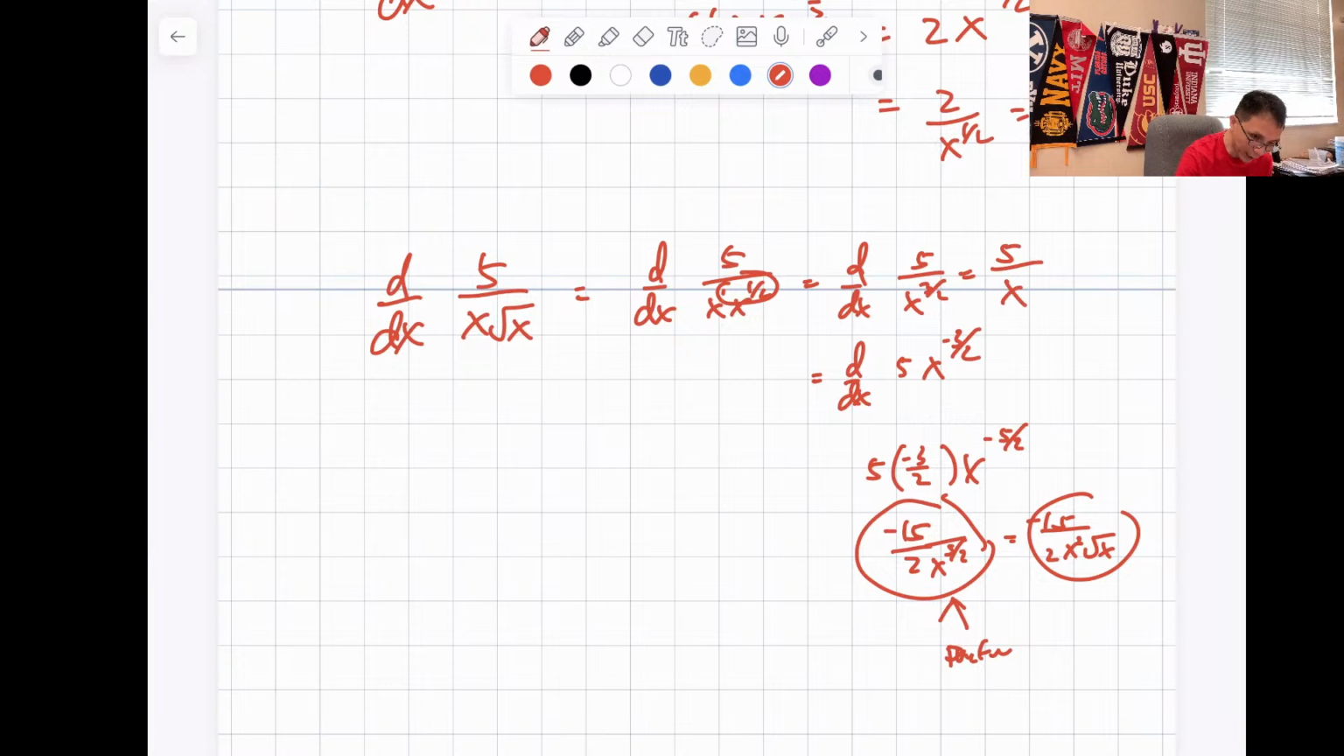5 over x to 3/2. Is that okay? No, the one to the left. 3 circle. 5 over x to the 3 over 2. And you change that to 5 x to the negative 3 over 2.